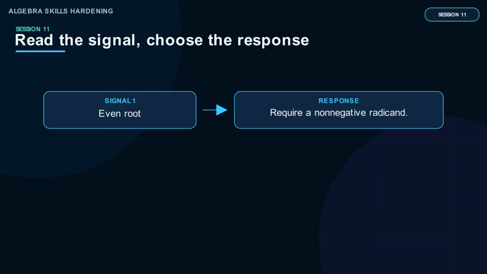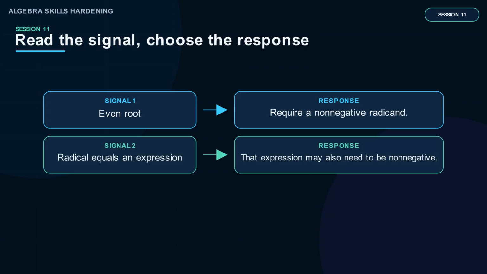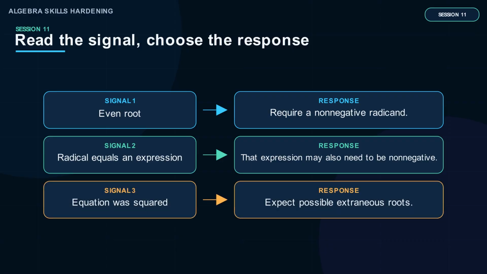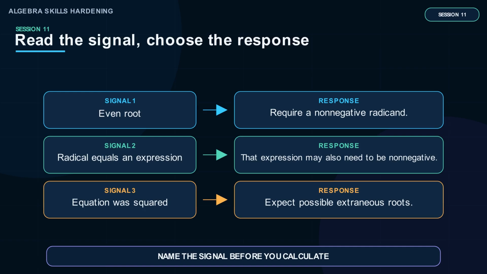Signal 1 is even root. Respond by remembering to require a non-negative radicand. Name the response before calculating. Signal 2 is radical equals an expression. In that case, that expression may also need to be non-negative. The form tells you which tool fits. Signal 3 is equation was squared. Remember, expect possible extraneous roots. This separates plausible from valid answers. If you cannot name the signal, slow down. Deliberate classification is faster than repairing rushed algebra.